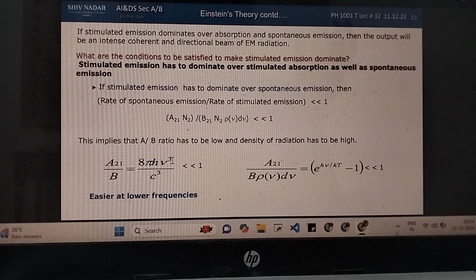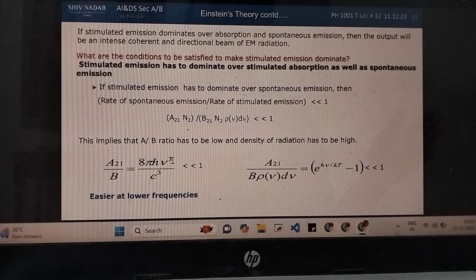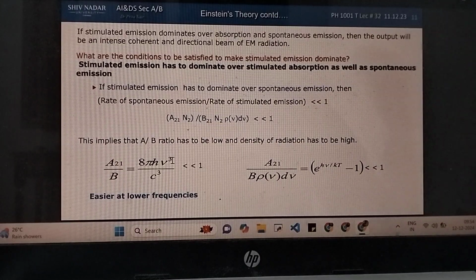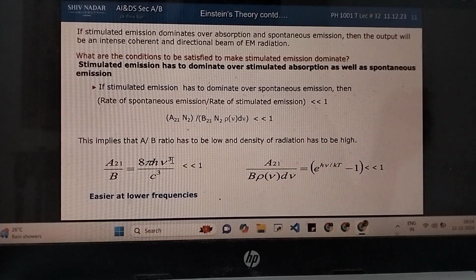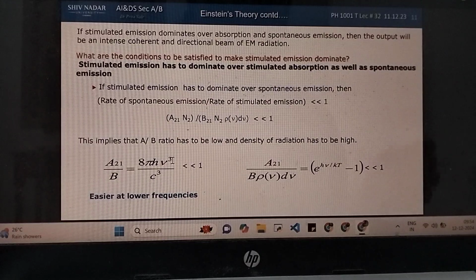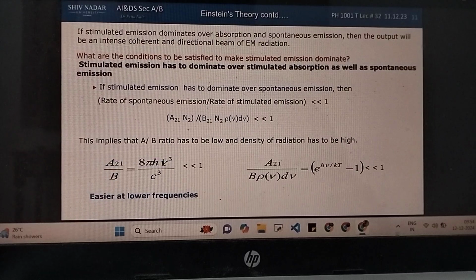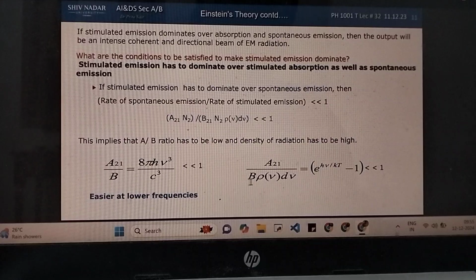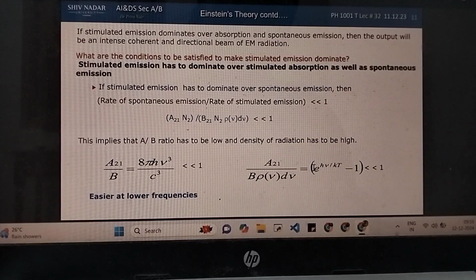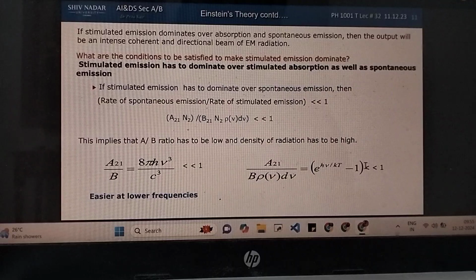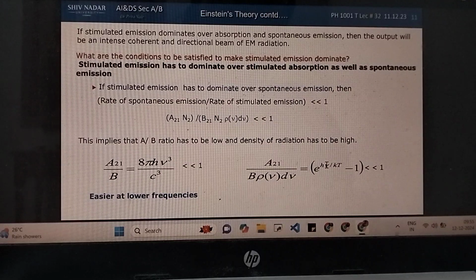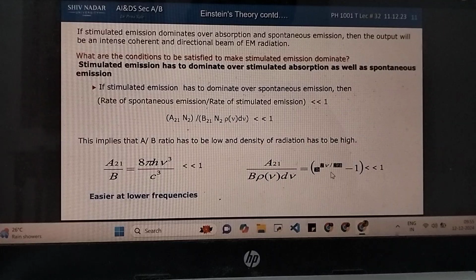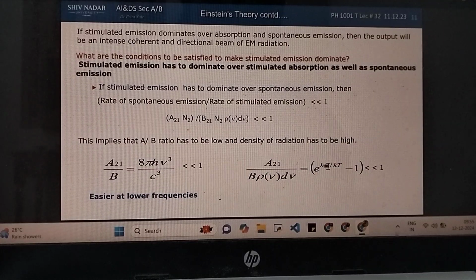So you choose a material whose electrons, depending upon your knowledge of the energy gap between different energy levels in that atom and so on. These are intrinsic properties which have been studied and written down. So when you choose a material to make a laser, you choose a material that emits light at low frequencies firstly. Again, if you take it this way also, A21 upon B rho nu d nu, this is the expression. Again, e power h nu by kT minus 1 should be much less than 1. So again, if this term has to be very small, then nu has to be very low.